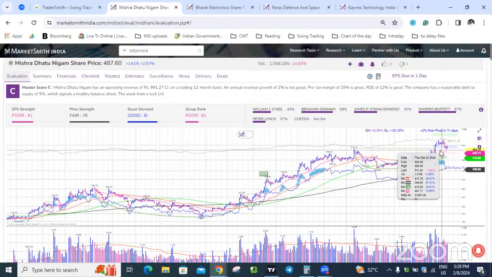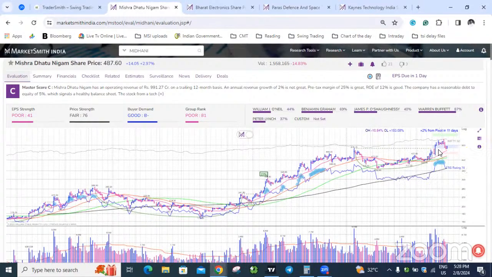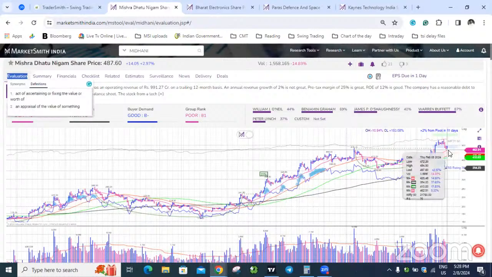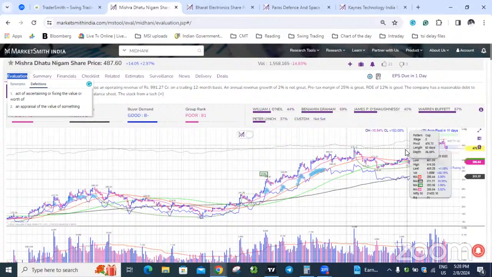Those who didn't buy can also look at this particular stock in coming days. Also, one has to be cautious on earnings, which are due tomorrow. So let us see how the numbers come and then take a call accordingly.